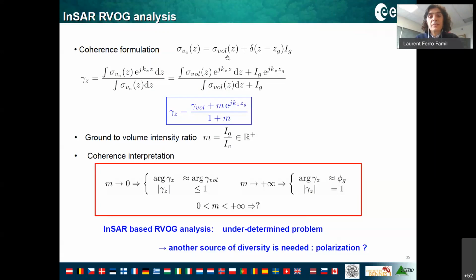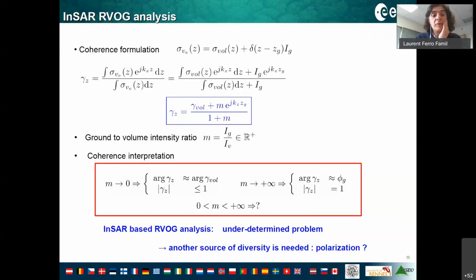The first one is related to the volume. This is what you would get if you had a null ground response. And the second term is related to the ground. This is what you would get if you had no volume. And depending on the relative value of the intensity scattered by the ground and by the volume, you have this M factor here, which is called the ground to volume intensity ratio, which lies between 0 and plus infinity. And according to the value of this factor, you end up with a different interferometric coherence.